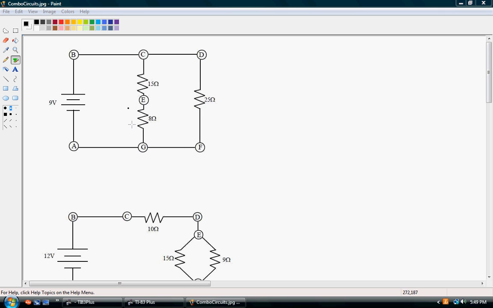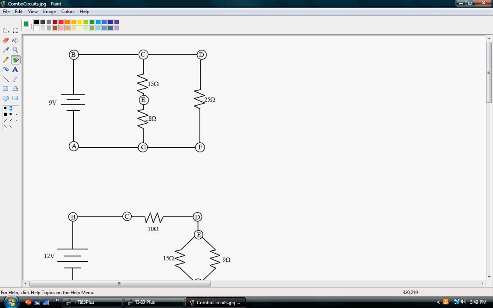Okay, so here we have a couple of combination circuits, which means we have a few resistors that are in series, but then we also have resistors that are in parallel with each other. So the first thing that we want to do is find the equivalent resistance, or in other words, the total resistance for this line since it has multiple resistors.